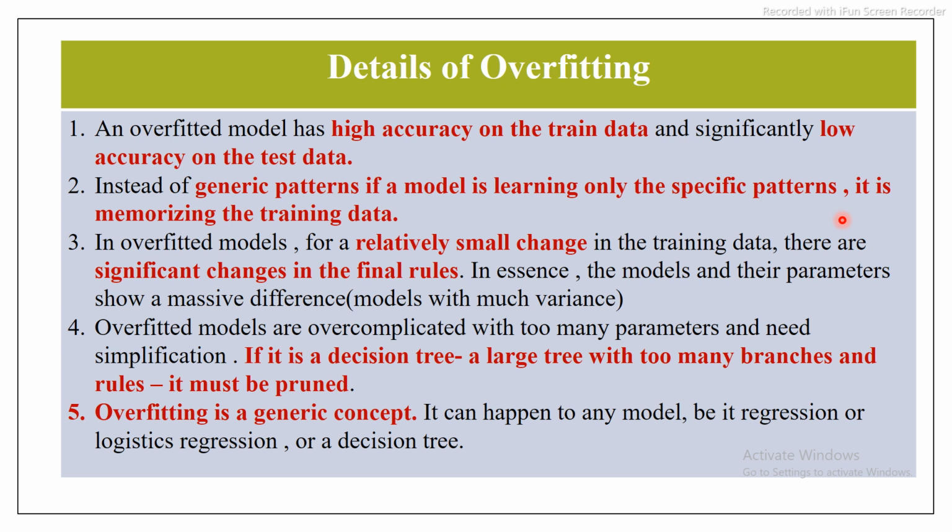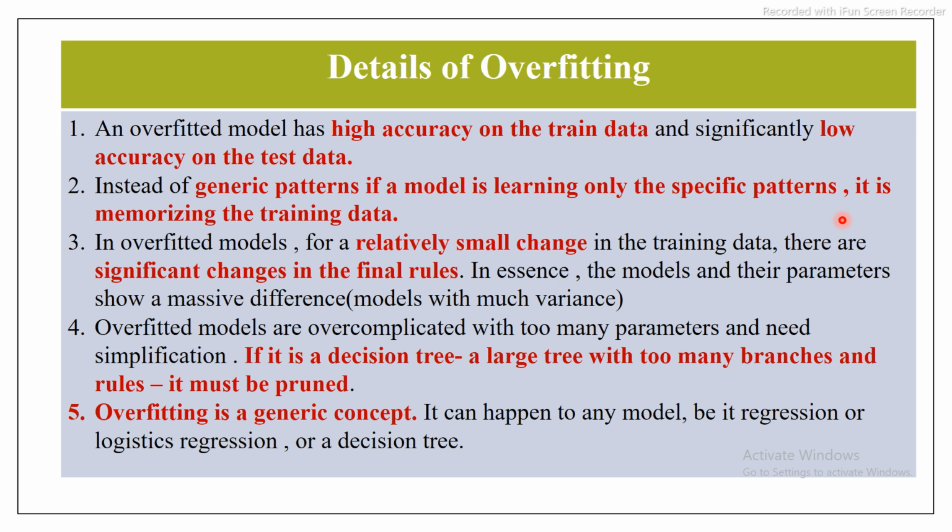So overfitted models have high accuracy on the training data. Obviously, whenever you are training on data points, you will get a higher accuracy on the training data. But when you test it, you will have a significantly low accuracy on the test data. Let's say the accuracy was 90% on the training data, but on the test data you are getting, let's say, 60-70%, or maybe 50%. So instead of generic patterns, if a model is learning only the specific patterns, it is memorizing the training data.